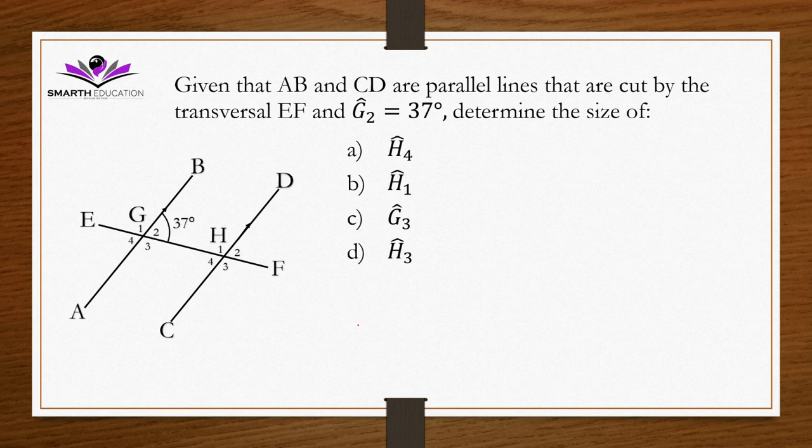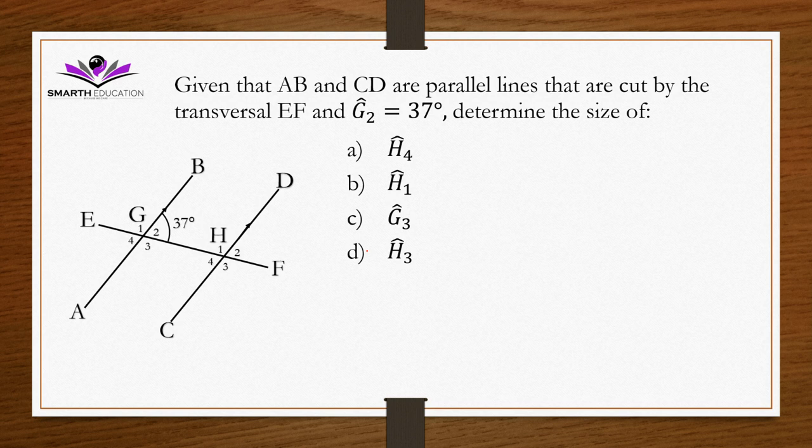Okay, so now we may apply what we've done in the previous lesson. I'm talking about the adjacent angles on a straight line, vertically opposite angles, corresponding angles, even complementary angles if they are there. Given that AB and CD are parallel lines that are cut by the transversal EF, and angle G2 is 37 degrees. Determine the size of H4, H1, G3, and H3. Those are the angles. So you can do this activity, try to do all of it, pause the video and do all of it, and then after that, you can mark your work.